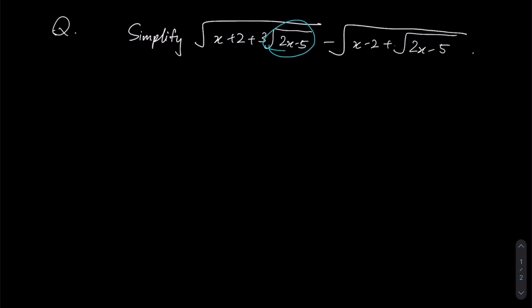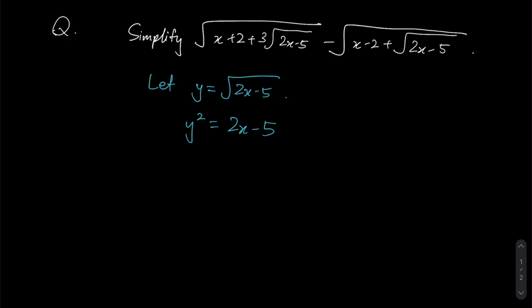Seeing that the square root of 2x minus 5 is common in both of these surds, let's say y is equal to the square root of 2x minus 5 over here. Before we substitute this into the original expression, we first want to see whether we can express x in terms of y. So by squaring both sides, we'll have y squared equals 2x minus 5. To make x the subject of the formula, 2x will be equal to y squared plus 5. Hence, x will be y squared plus 5 over 2.